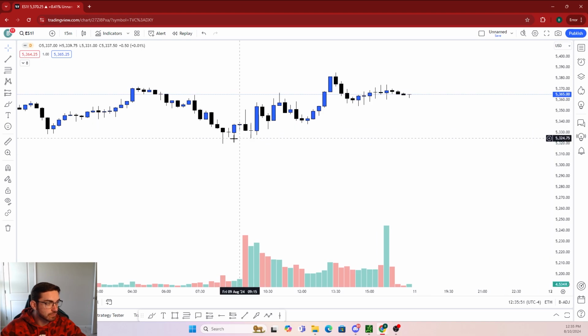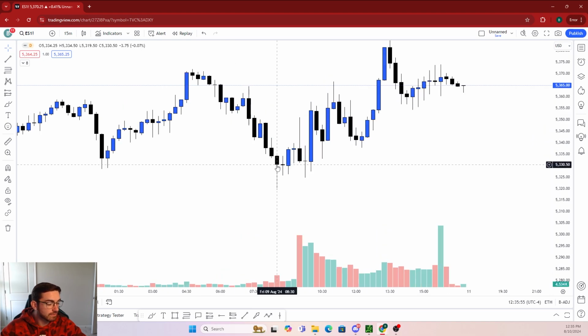So let's just go ahead and use this for example right here. Yes, this is a red candle. Price opened right here, went as low as all the way down here, but buyers drove price all the way back up into here. So yes, we have a red candle and red volume, but if we're looking at this candle, what it's actually telling us is that it's pretty bullish.